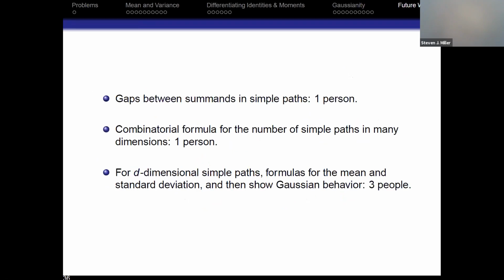So for future work, and then I want to use the rest of the time to just discuss what you're looking at. We had somebody last summer who tried looking at gaps, but didn't get far and moved to one of the other projects. Last year, we tried to find a combinatorial formula for the number of simple paths in higher dimensions beyond 2. We had to give up, sadly, in failure. And the last, which most people worked on, either initially or by the end, was to prove Gaussianity.